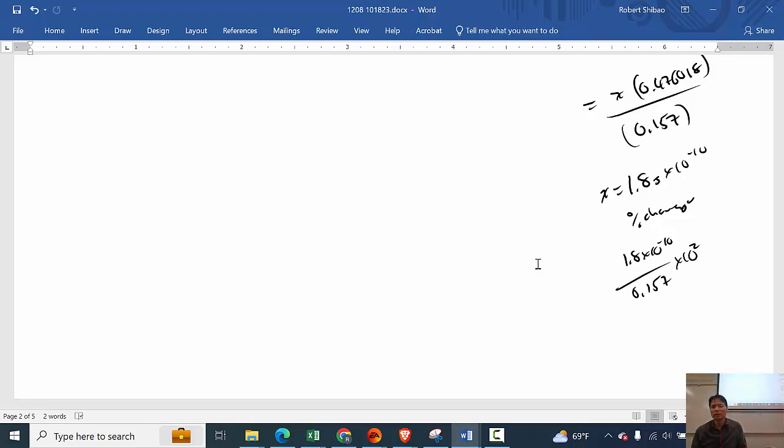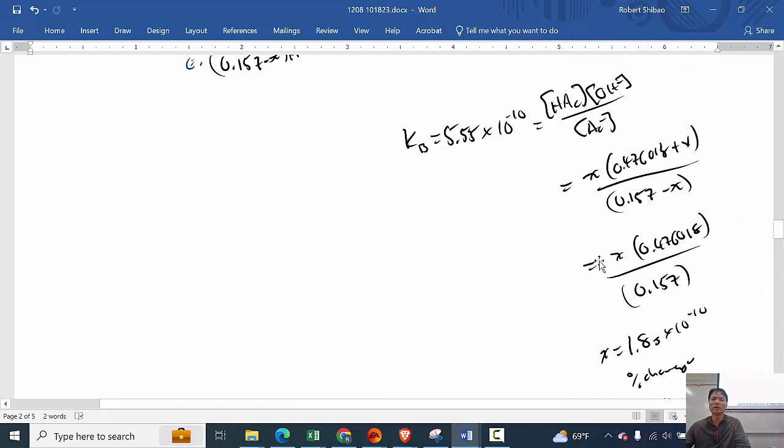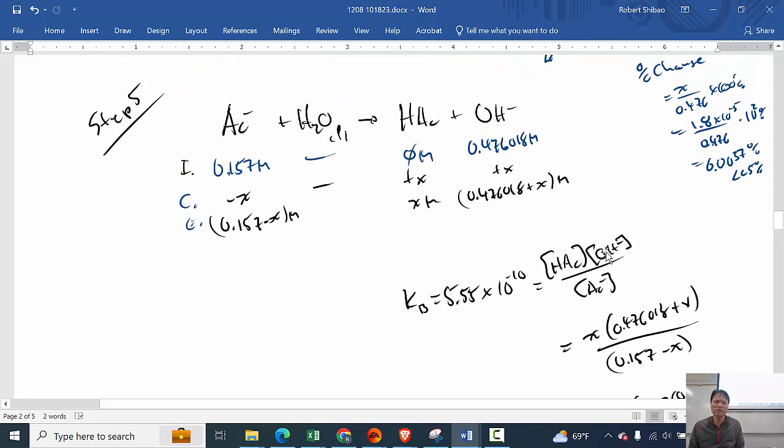We could just do order of magnitude. 10 to the minus 10, 10 to the minus 8. And this would be 10 to the minus 1, bringing up, that would be 10 to the minus 7. This is going to be way, way less than 5%. About 10 to the minus 7% change. So very, very small change. So let's go ahead and calculate it nonetheless.